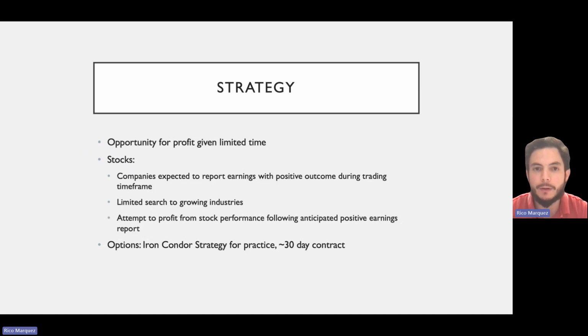One of the lessons that I learned is that, in hindsight, really I was just gambling. Even though I had a strong suspicion that they were going to report positive earnings, they ended up not doing so hot. So that resembled more gambling than trading, but lesson learned.